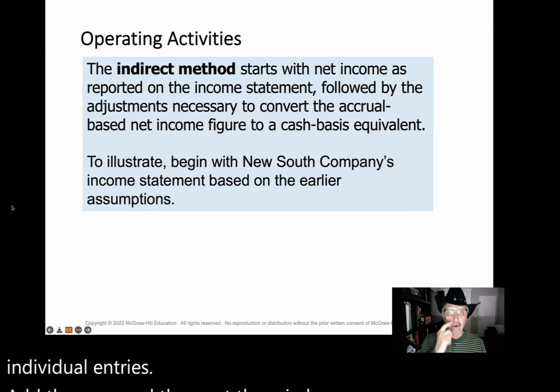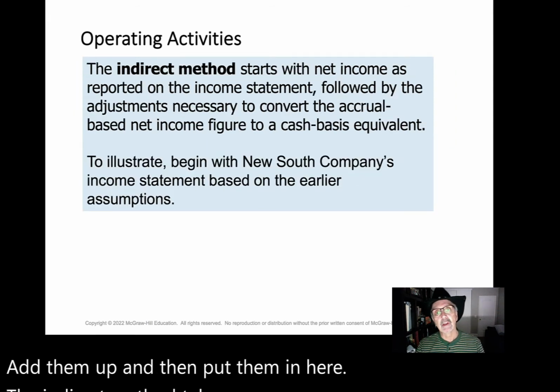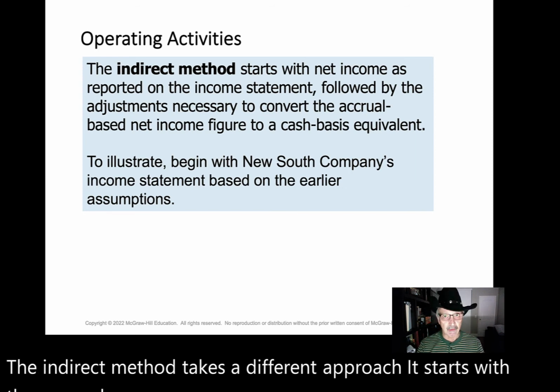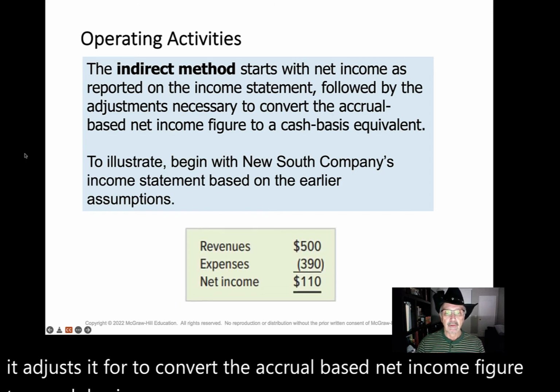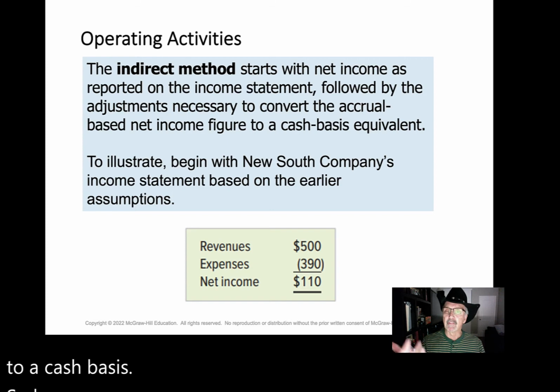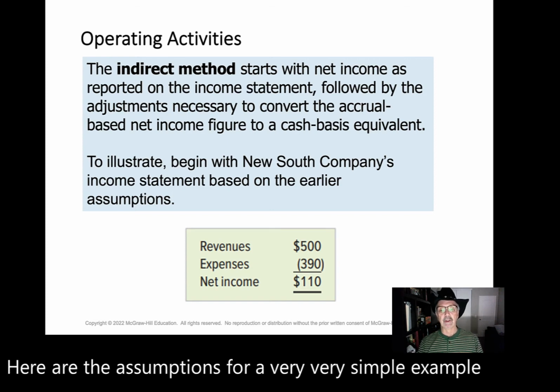Now, the indirect method takes a different approach. It starts with the accrued net income from the income statement, and then it adjusts it to convert the accrual-based net income figure to a cash basis. So here are the assumptions for a very, very simple example. Revenues of 500, expenses of 390, and net income of 110. Pretty basic.